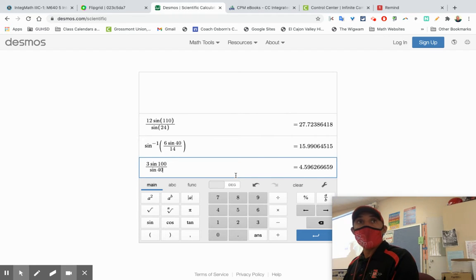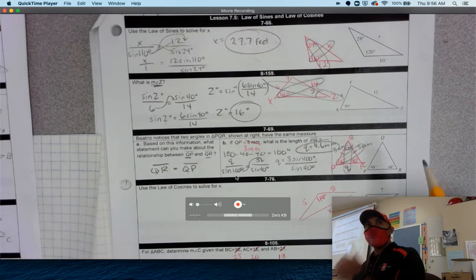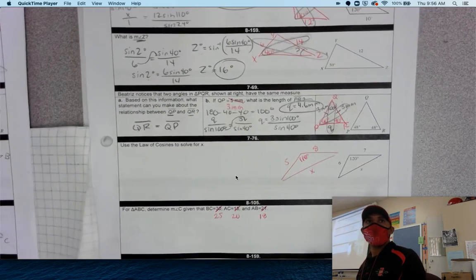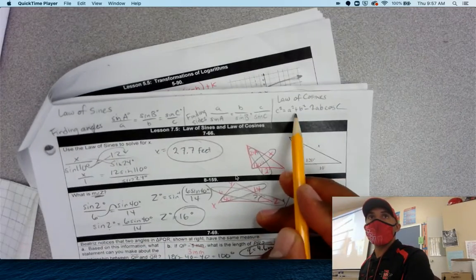So the side was 4, we'll round that to 4.6, and it's in millimeters, so we'll make sure we say millimeters. 4.6. So I wrote that down right there. Now the next one says use law of cosines. So let's go ahead and write that formula down. Remember I had it here at the top.